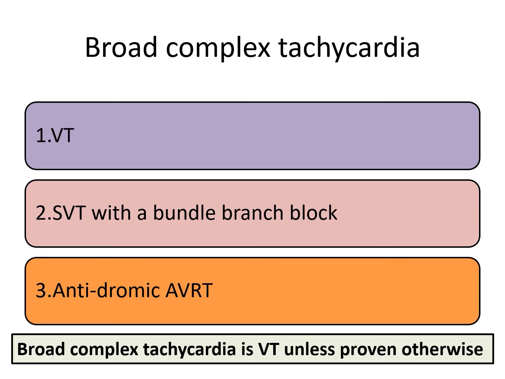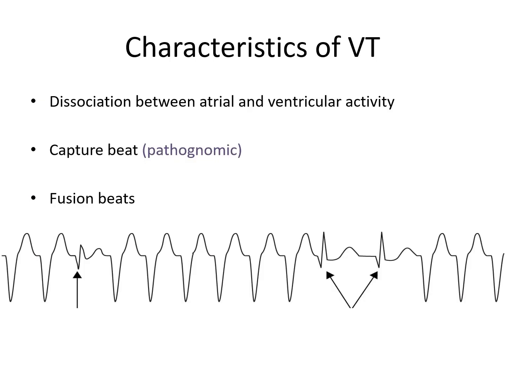So now that we have discussed most of the common causes of broad complex tachycardia, let's summarize. Most importantly, ventricular tachycardia. Second, we discussed a subtype of AVRT, which is antidromic AVRT, which can actually present as a broad QRS tachycardia. And third is SVT with a concomitant bundle branch block, where again we can get broad complex tachycardia because of the bundle branch block. Having said all of that, the dictum and take-home message is: broad complex tachycardia is VT unless proven otherwise. So this slide describes the characteristics of ventricular tachycardia.